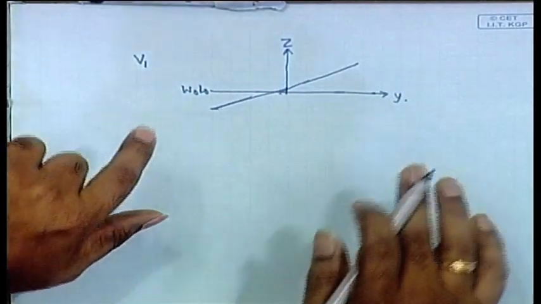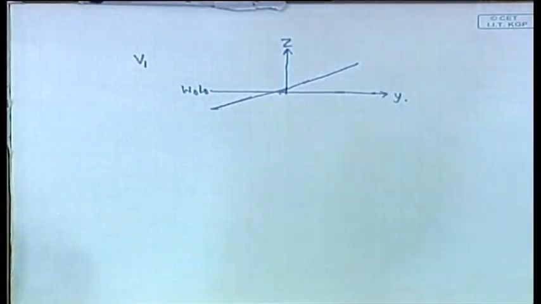So, what is this W0L0? It is the initial water plane. The water plane is like this, and then it tilted like this, and this is the new water plane. This axis I am calling y, and this is z.